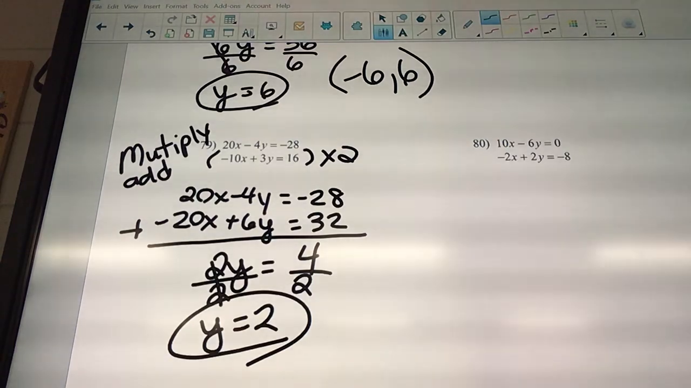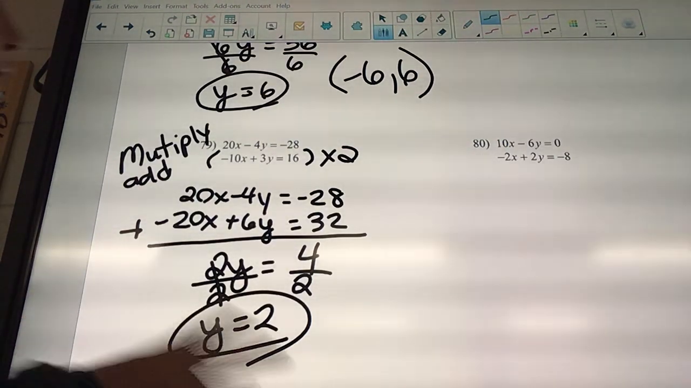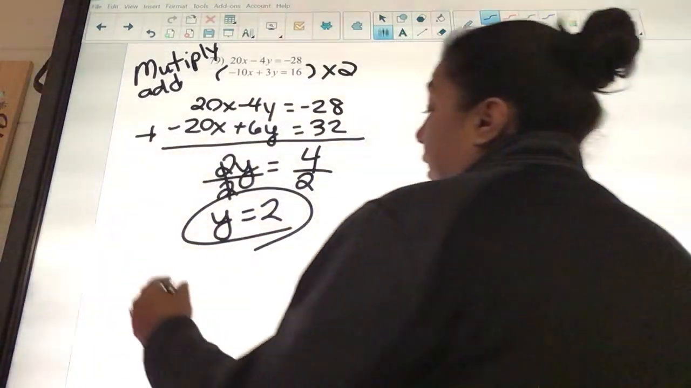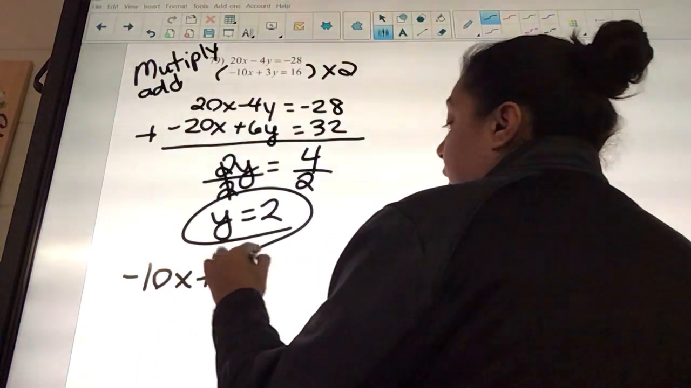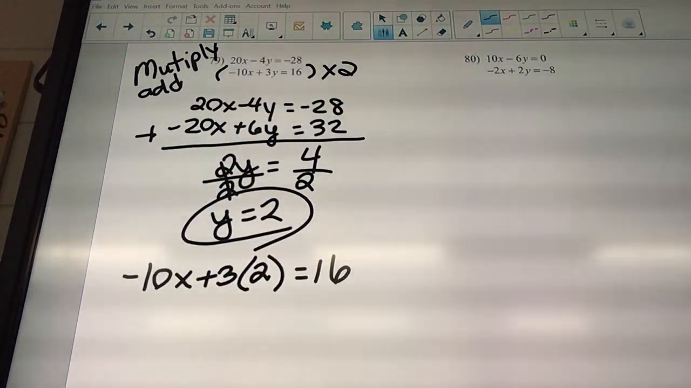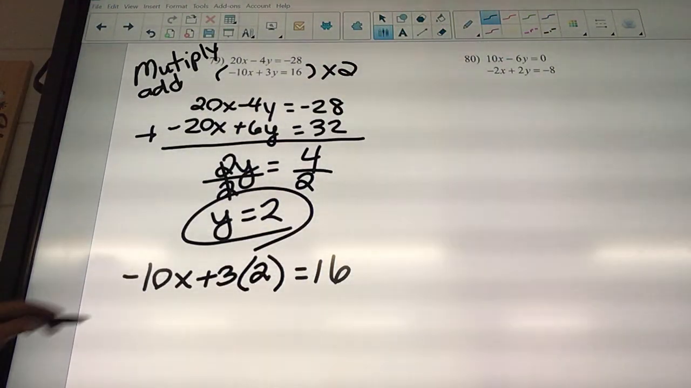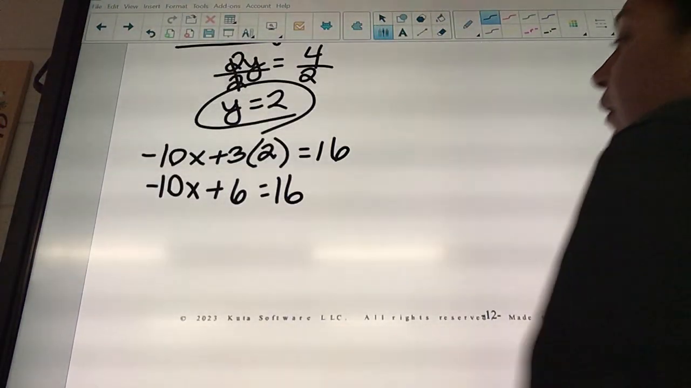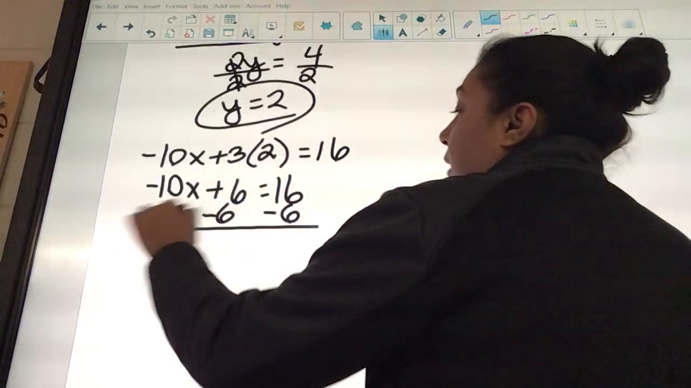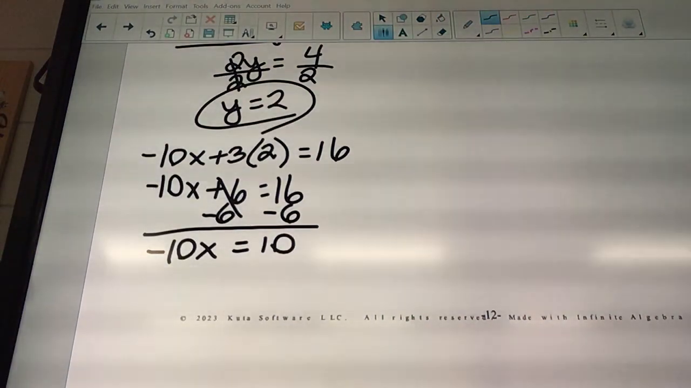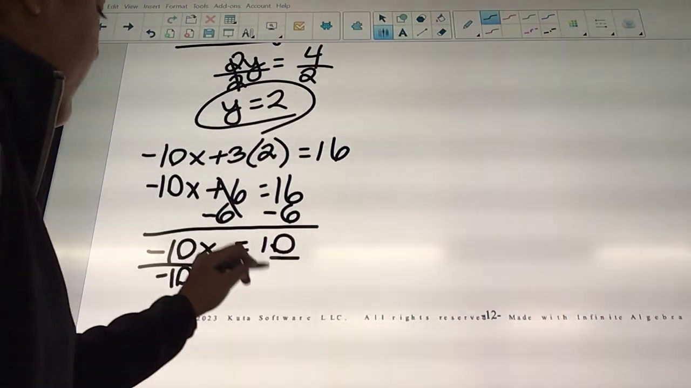I'm going to take that and plug it into an original equation, and it doesn't matter which one. Again, you can plug it into the top one or the bottom one. Okay, so it's going to give me a negative 10x plus 3, and instead of y, I'm putting a 2, equals 16. Okay, so I'm going to get negative 10x plus 6 equals 16. We're going to minus 6 from both sides. Okay, and I'm going to divide by negative 10.